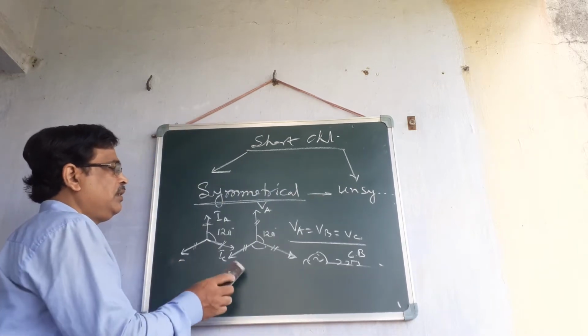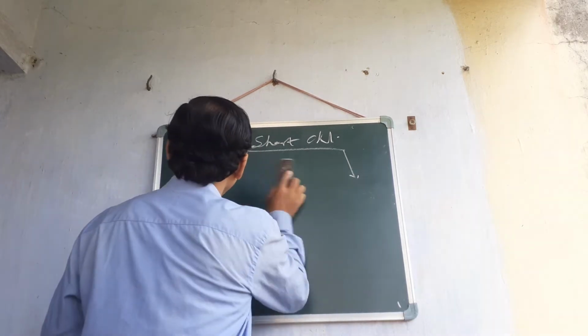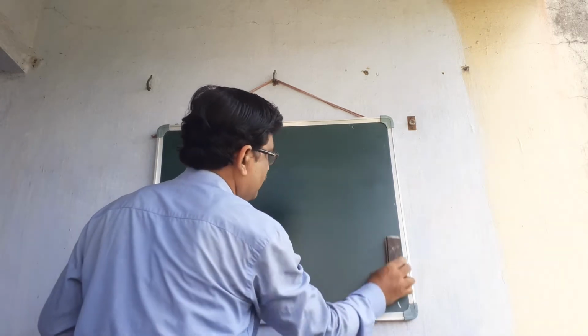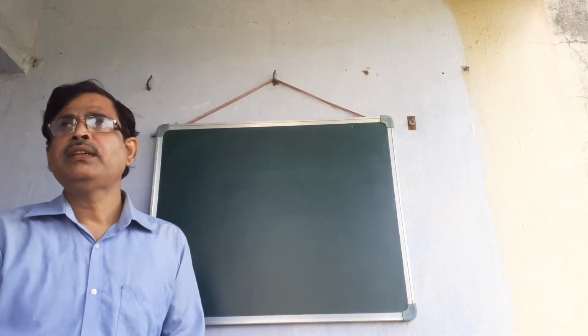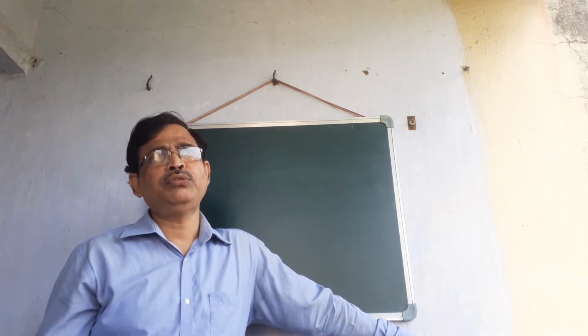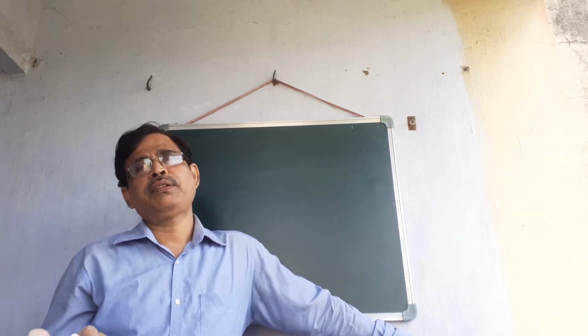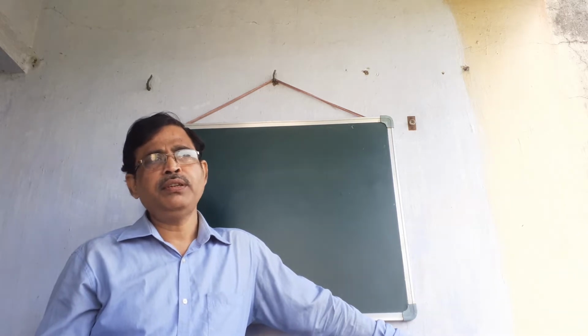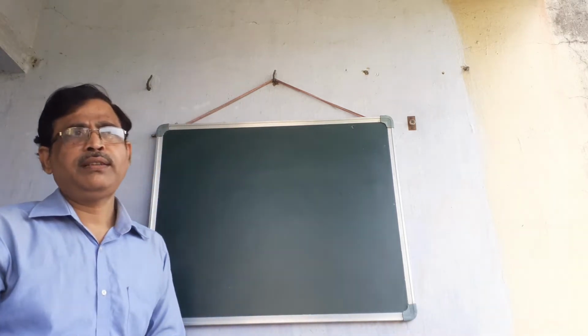Okay, I can erase it. I hope you noted it. So once again, fault means an undesired amount of current flowing in an undesired path. Fault can be classified into two types: open circuit and short circuit. Open circuit is due to failure of a conductor, and short circuit is due to failure of insulation. And short circuit is classified into two parts, one is symmetrical and another is unsymmetrical.